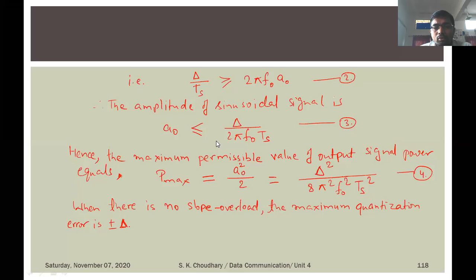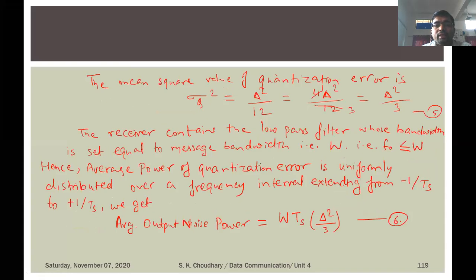Now we have to go for the signal to noise ratio. For that, we have to find out the noise power. We have already found the maximum signal power. Now we go for the output noise power, the quantization noise power. See that the mean square value of the quantization error, which we have already calculated in the past, is delta square upon 12.